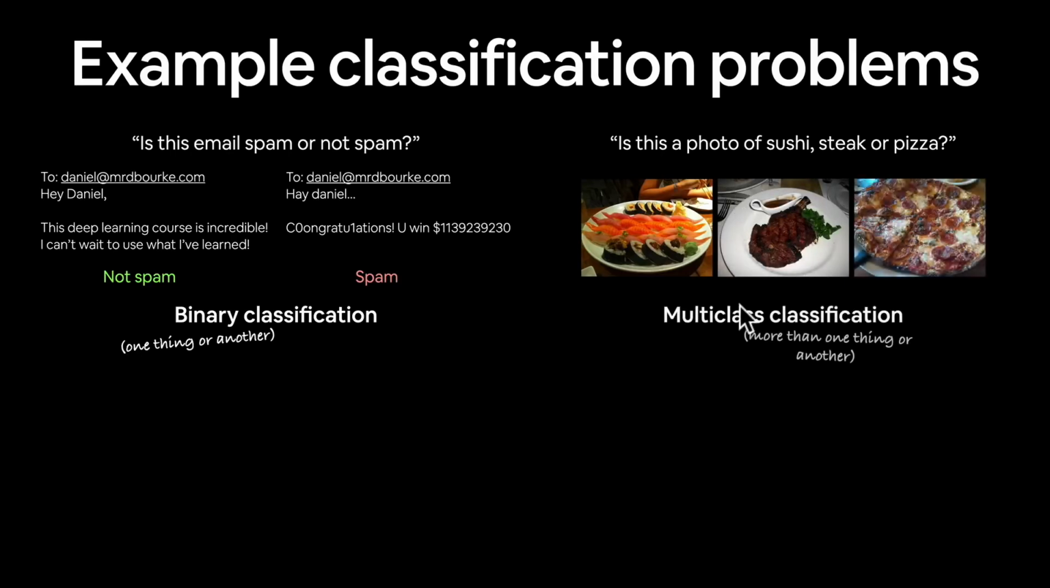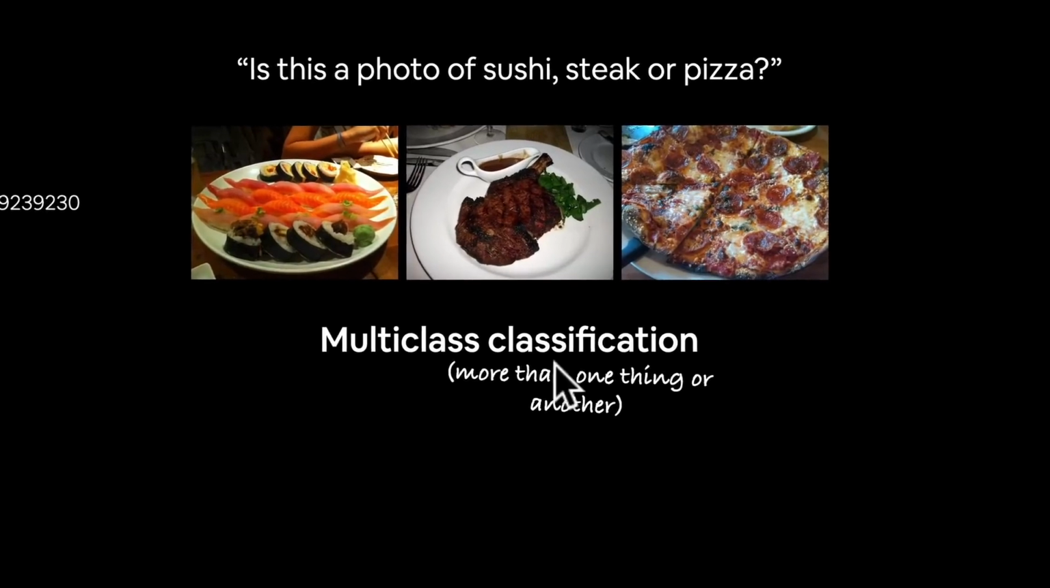Now, another very common classification problem is multi-class classification. This is where you'll have a question such as, is this a photo of sushi, steak, or pizza? So we have a photo of sushi, we have a photo of a beautiful, delicious steak, and then a delicious pizza. Now, multi-class, as you might have guessed, is more than one thing or another. Now, we've got 3 classes here, sushi, steak, pizza, but in multi-class classification, we could have 100 different classes or 1,000 different classes, but the principle would still remain. Is this a photo of, say we had 100 different foods, maybe we added over here a sandwich.